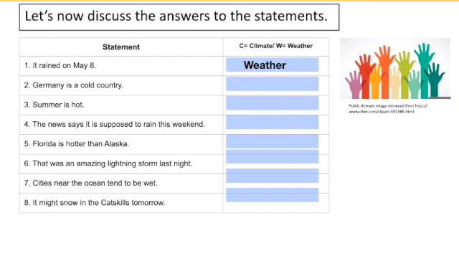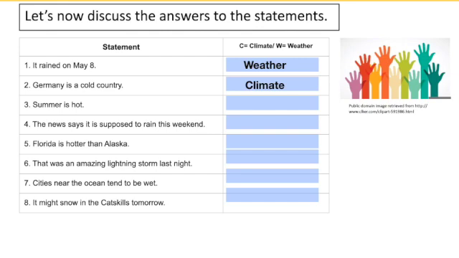Number 2, Germany is a cold country. This is a statement about climate because it refers to a region's general state on average, although it's not entirely true as Germany's climate is pretty comparable to New York's. A statement about weather instead could be, it's going to be cold in Germany this weekend, because that refers to a specific short period of time.